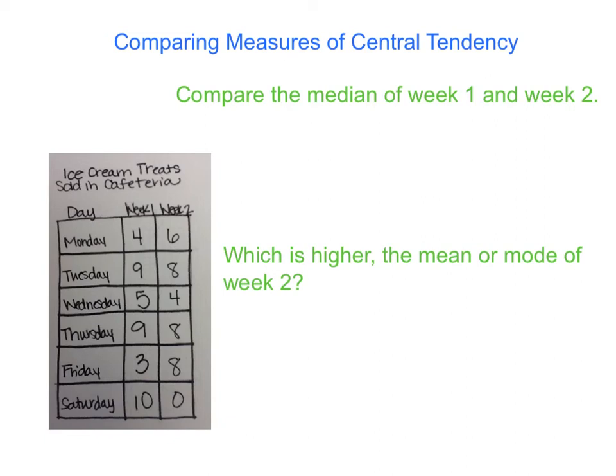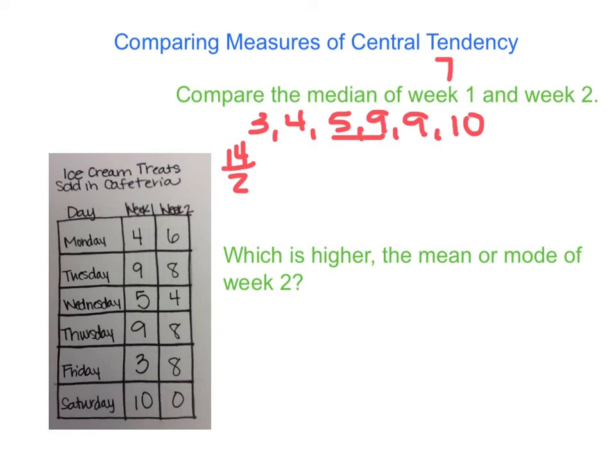So the median of week 1, we already did this one, but if you put those in order, it's 3, 4, 5, 9, 9, 10. If you remember, you had those 2 in the middle, so we added them up and got 14. Divide by 2. So my median of week 1 was 7.